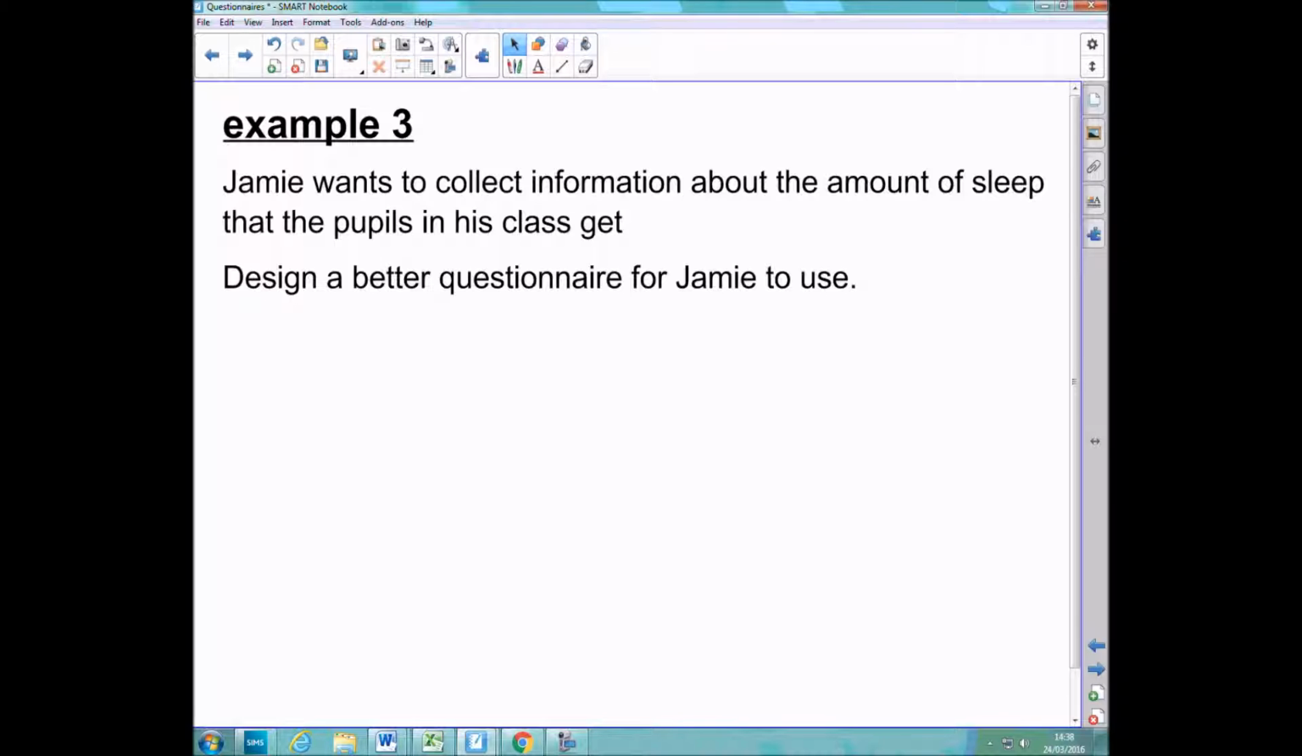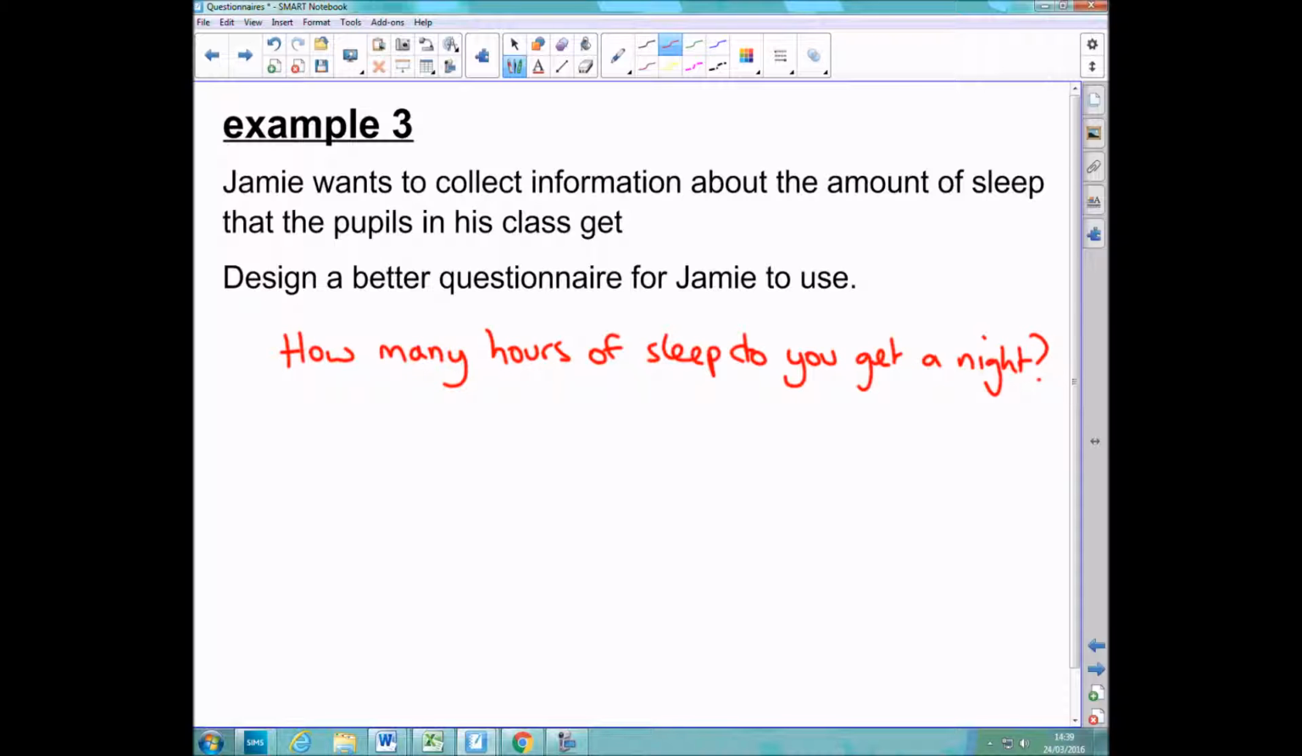So here he was talking about the amount of sleep that people in his class get. Again, we need to make sure that our question has a time frame. So we're going to say, how many hours of sleep do you get a night? Notice I've incorporated hours and I've said that it is a night. Those are the ways that you're going to get 1 mark for the question.